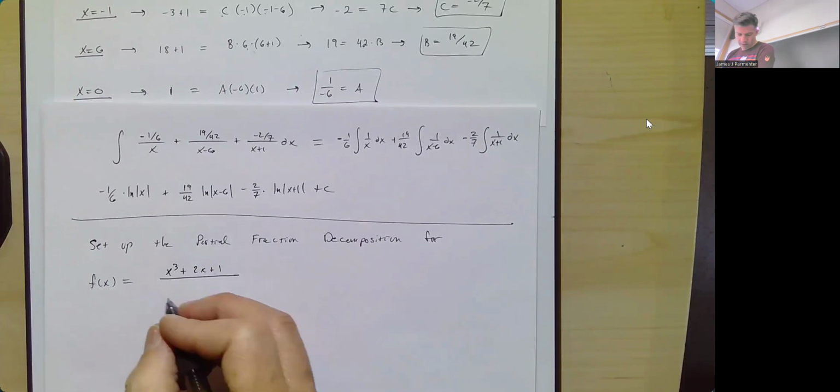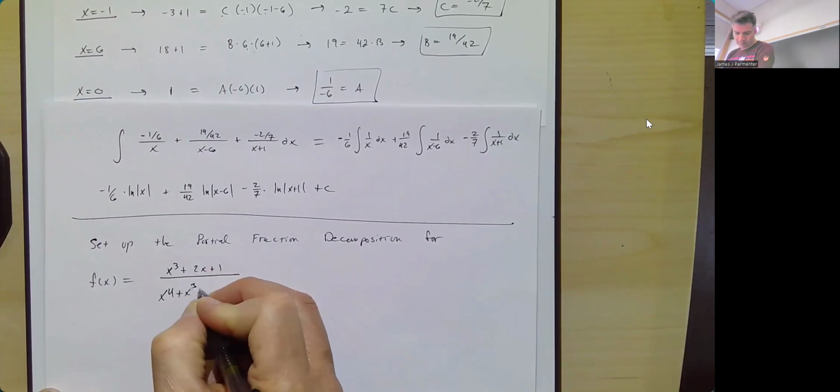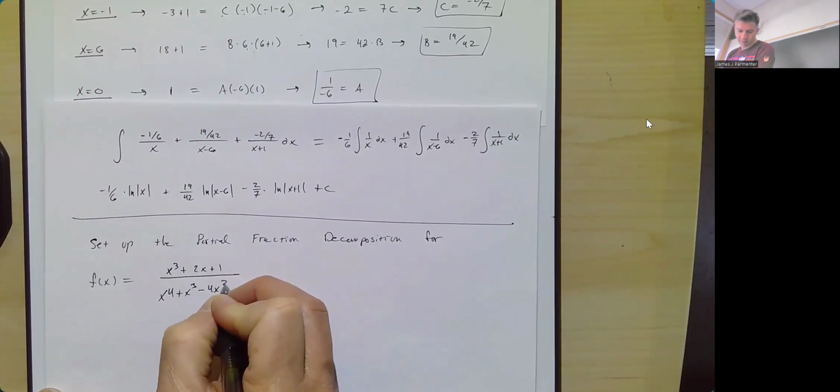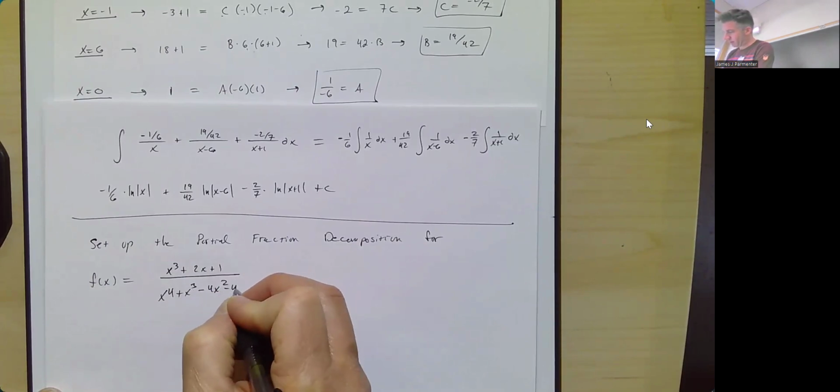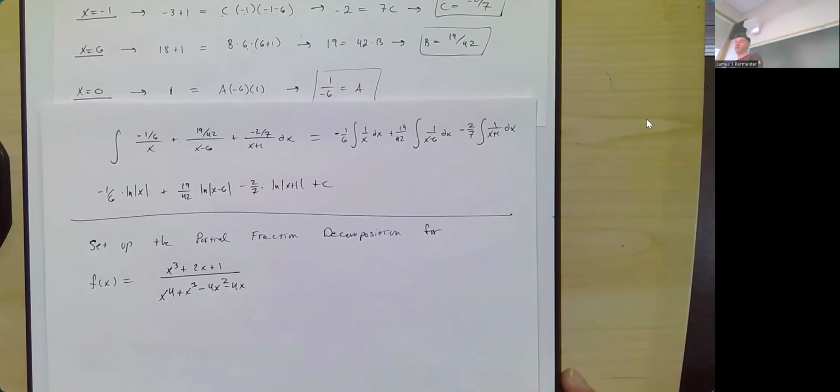Sure. Over x to the 4th plus x cubed minus 4x squared minus 4x. So I want to set up the partial fraction decomposition for that. And the first thing I have to do before I can set up the partial fraction decomposition is I have to build a factor of the denominator, which looks kind of tricky. So what can I for sure factor out of the denominator?